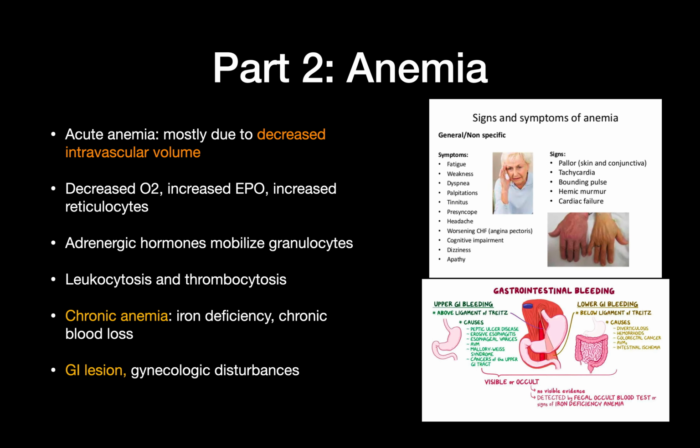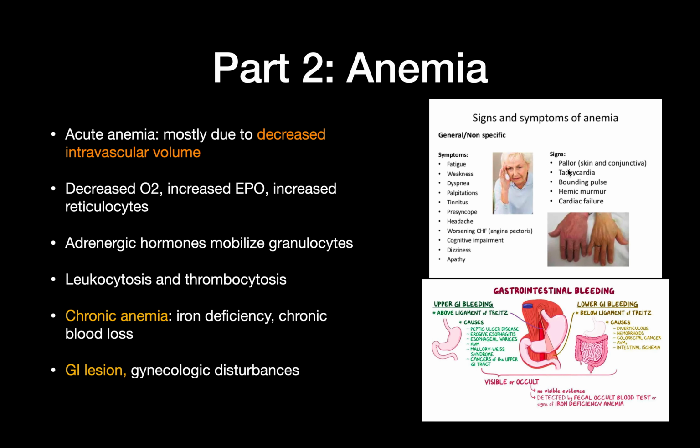Okay, so acute anemia is mostly due to decreased intravascular volume. So the results will be decreased oxygen, increased erythropoietin, and increased reticulocytes. Chronic anemia will result in iron deficiency and chronic blood loss due to some kind of GI lesion. That is the most common one, especially in older adults. Here are the symptoms. The ones are usually dizziness, dyspnea, fatigue. But those are really general symptoms.